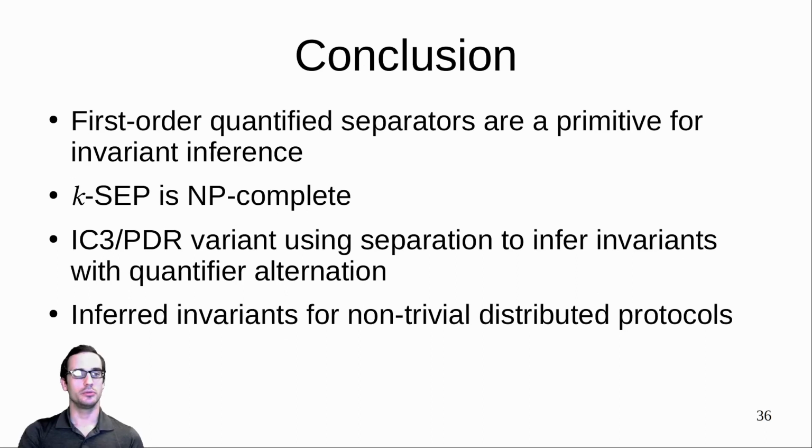In conclusion, we present first-order quantified separators as a primitive for invariant inference. We give a concrete algorithm, and we show that the corresponding decision problem is NP-complete. We also present an adaptation of IC3PDR that uses separation to infer invariants with quantifier alternation. And we show that this algorithm is able to infer invariants for some non-trivial distributed protocols.